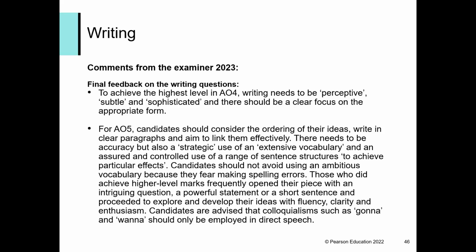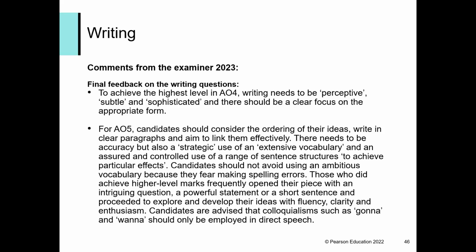Candidates should not avoid using an ambitious vocabulary because they fear making spelling mistakes. Those who did achieve higher level marks frequently opened their piece with an intriguing question, a powerful statement, or a short sentence, and proceeded to explore and develop their ideas with fluency, clarity, and enthusiasm. Candidates are advised that colloquialisms such as gonna and wanna should only be employed in direct speech.